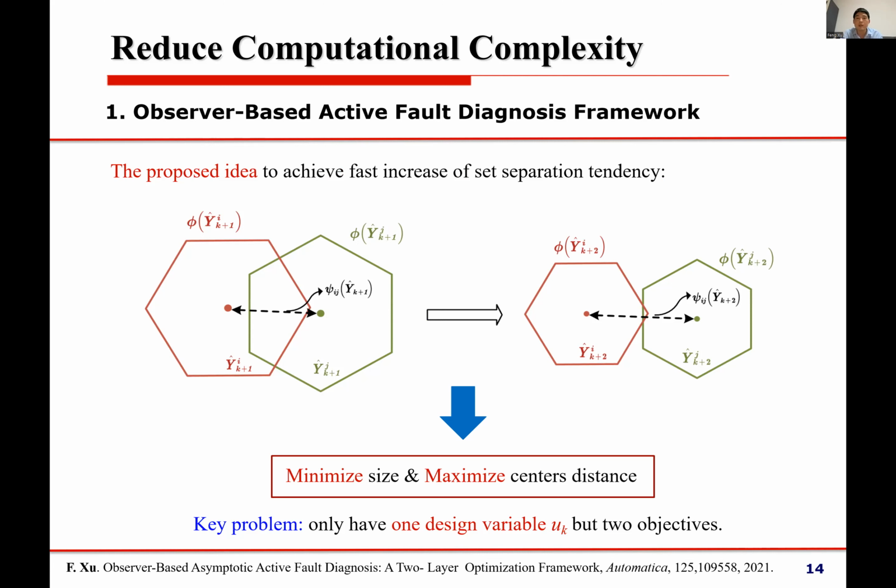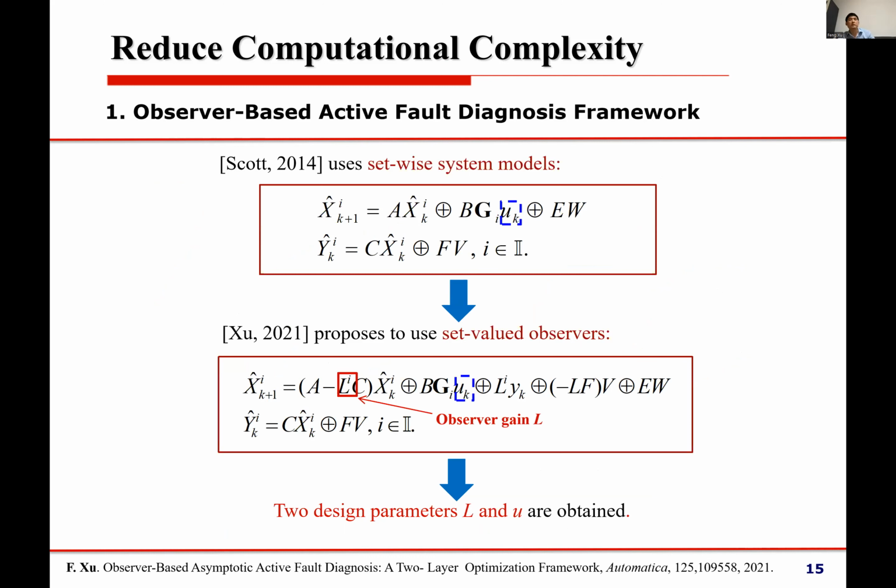So based on this idea, we propose our new framework. But here we also have a new problem. We only have one design variable, UK, but we have two objectives. How to do it? This is the reason why we introduce set-valued observers. Because for our observers, we have two parameters. The first one is observer gains, and the second one is the inputs. Now we have two parameters and two objectives. We use them to reach our objective.